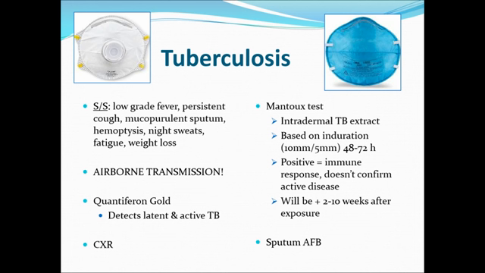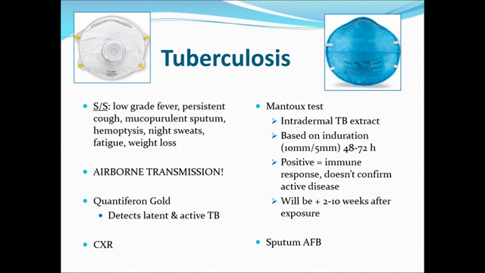So symptoms of tuberculosis, these patients will often exhibit a low-grade fever. They will have a persistent cough, and it will be a productive cough. It'll be a mucopurulent sputum, kind of a thick, nasty sputum. They will have blood in their sputum as well. They often experience night sweats, fatigue, and weight loss.